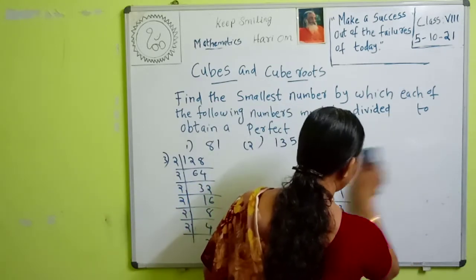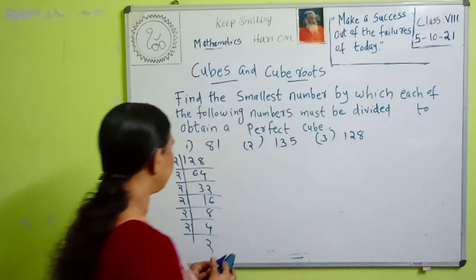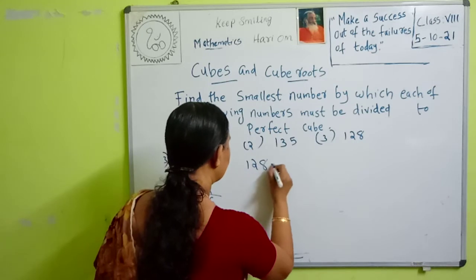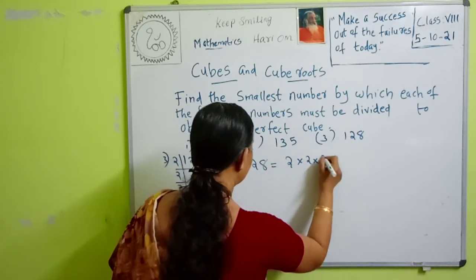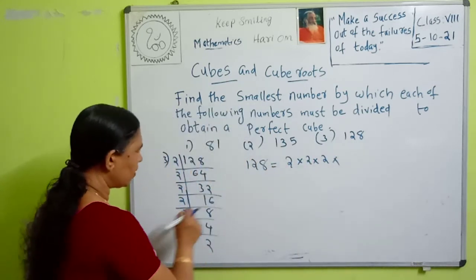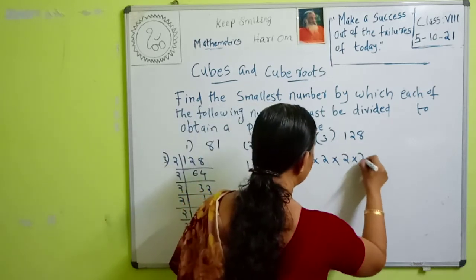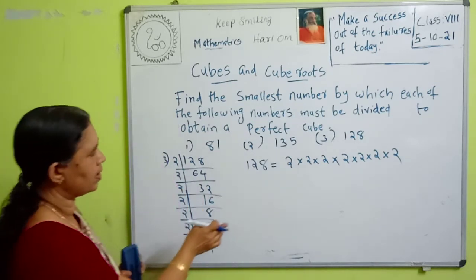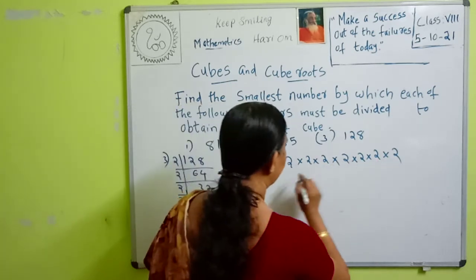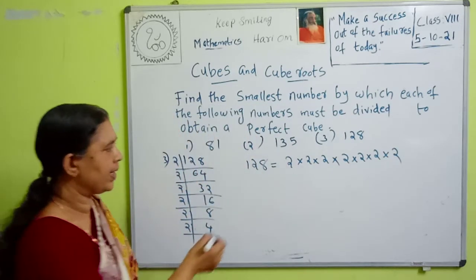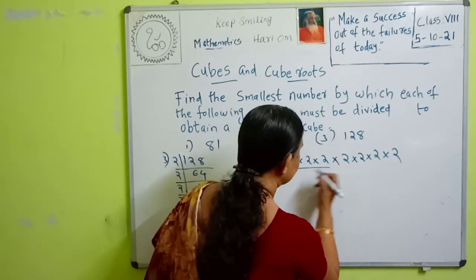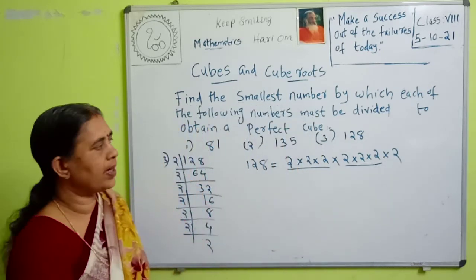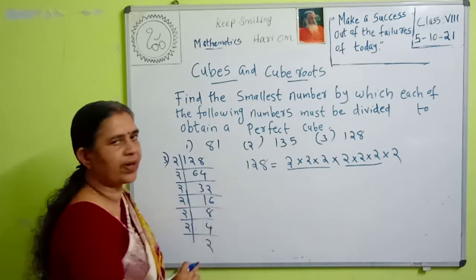128 is equal to 2 into 2 into 2 into 2 into 2 into 2 into 2. How many 2s? 7 2s. Then you look here. Here we can group this into triplets, 3 2s. Here also triplets. Then by which number do we divide to get this number a perfect cube?